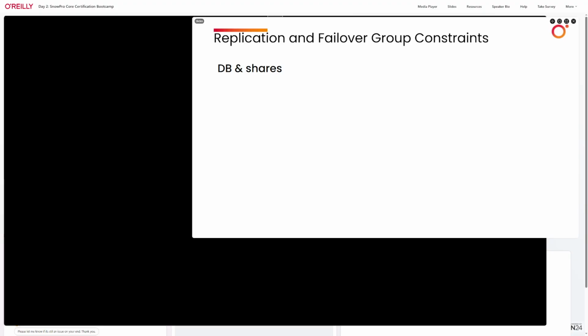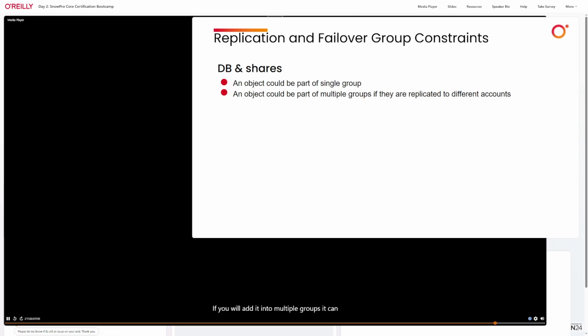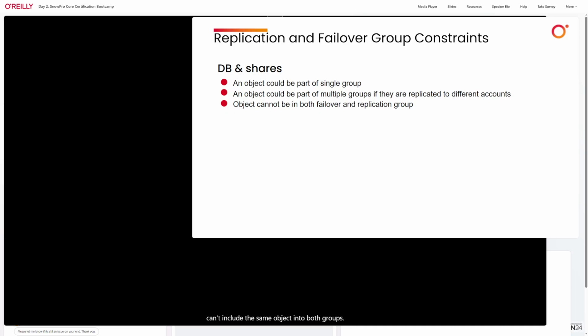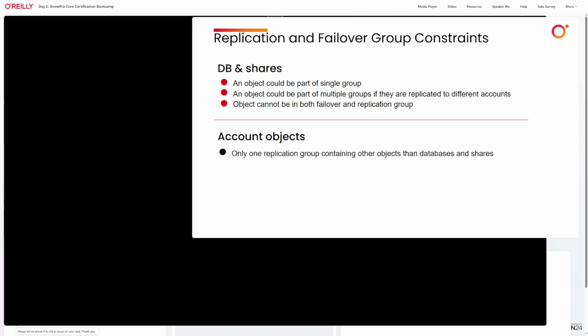What are the constraints? You can put a database and shares into a single group only. If you add them into multiple groups, it can be done, but you need to replicate each group to a different account. And if you have both a replication and a failover group, you can't include the same object in both groups. So it needs to be either in the failover or only in the replication group. On account objects, only one replication group can contain objects other than databases and shares.